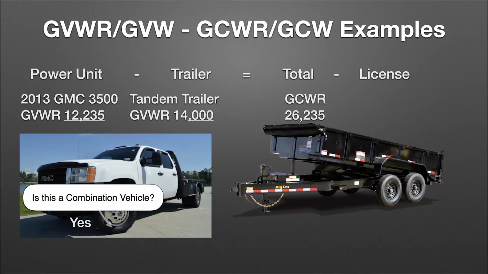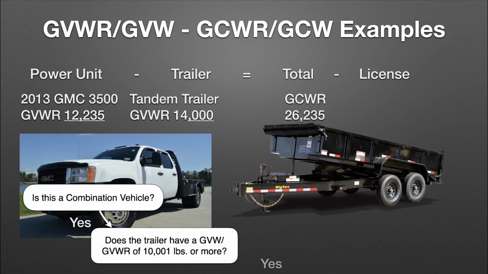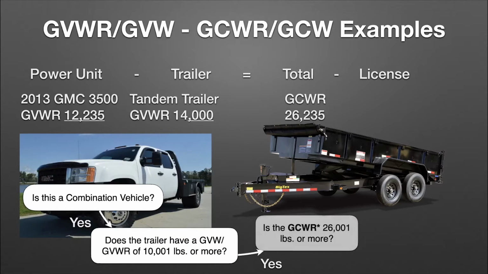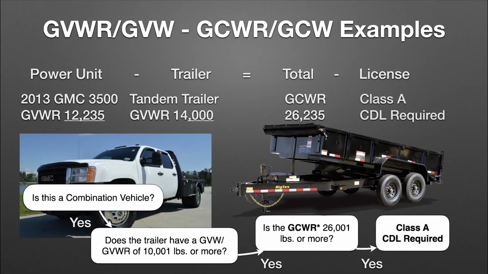So we go through our flow chart. Is the vehicle a combination vehicle? Absolutely. Does the trailer have a gross vehicle weight rating of 10,001 pounds or more? Yes, it does. It's 14,000 pounds. And we go to the last question right here, is the gross combination weight rating 26,001 pounds or more? It is. It's 26,235 pounds. We answer yes to that, and this is a Class A CDL required vehicle. So very, very common that we could see this combination out there.